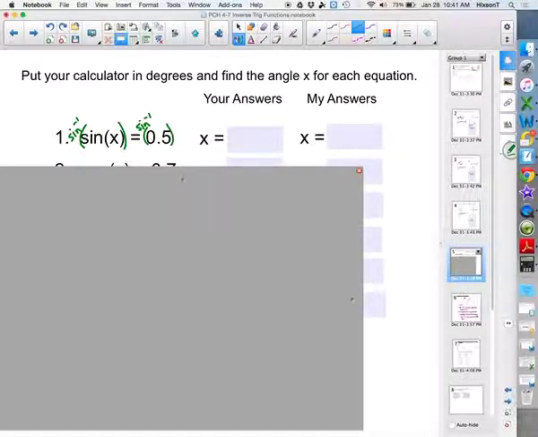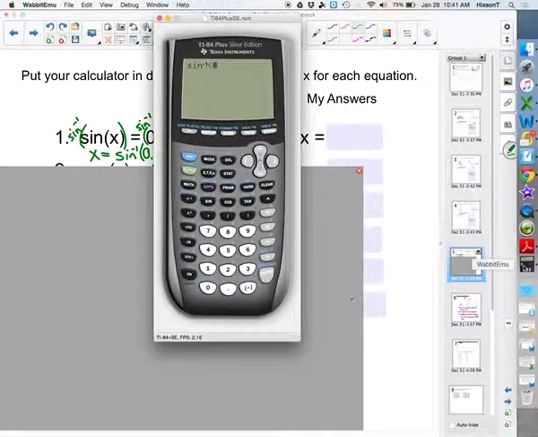Okay? Now, a function and its inverse cancel out, right? So what's left on the left side of this equation? X. So x is going to equal whatever the inverse sine of 0.5 is. Alright? So on my calculator, I'm doing second sine of 0.5, and that gives us 30, right?